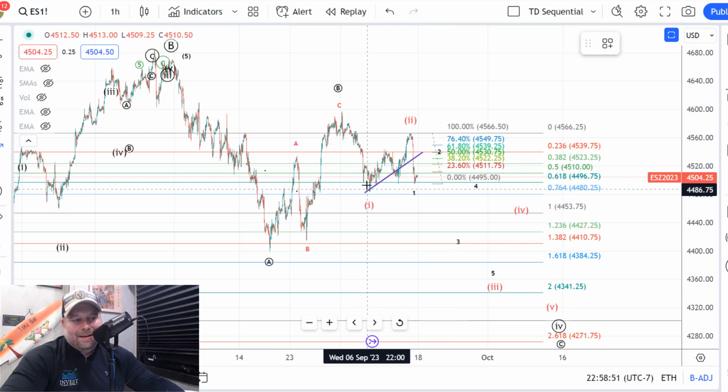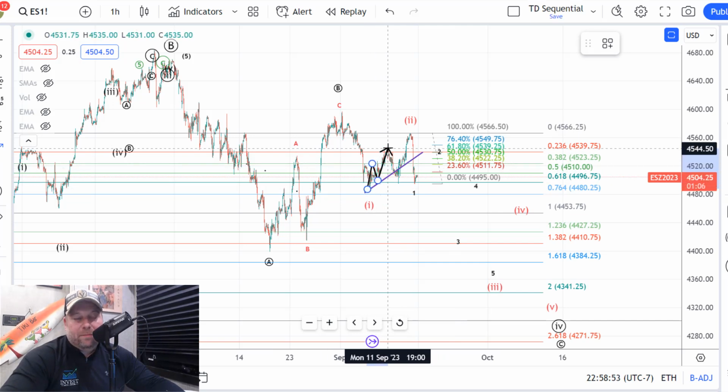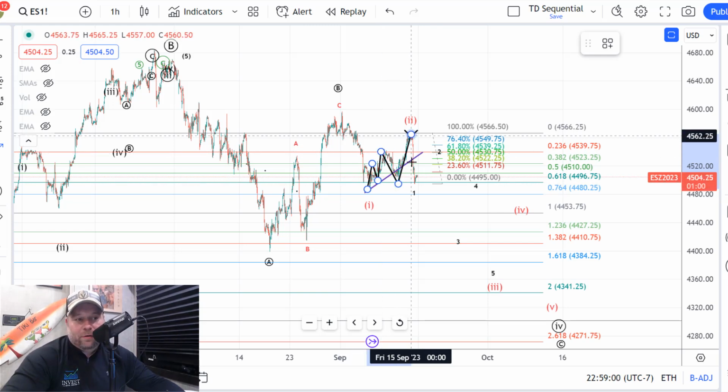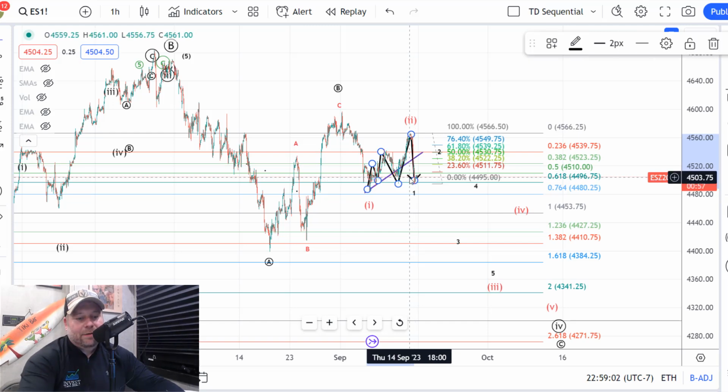That means that this looks like all of an ABC up for wave 2. However, it was all of an ABC up for A of 2. Then you got B of 2 and then C of 2 up to complete the move. And now you have a 1 of 3 to the downside.